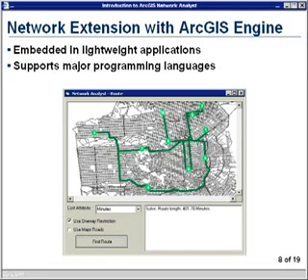Using ArcGIS Engine, network-based spatial analysis can be embedded within lightweight custom applications with a network extension. This is useful when you have a very specialized, streamlined application or when you just want to embed network analysis into a non-GIS application. All major programming languages are supported, including Visual Basic, C++, .NET, and Java.